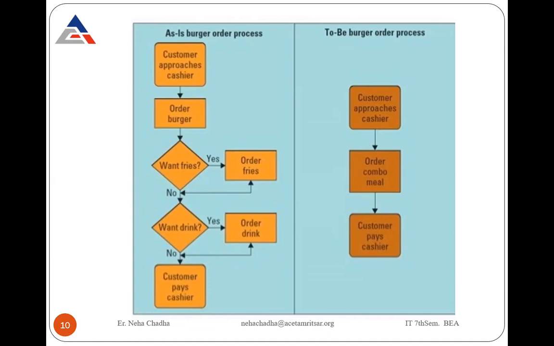If I say you have to create your to-be model by considering your as-is model, then what could be your to-be model? As you know, there are three things: burger, fries and drink. There could be a combo pack. In the to-be burger order process, the customer approaches the cashier and orders a combo meal. The combo meal includes fries, burger and drink. Then the customer will pay the cash. This is my approach, how I am thinking about the to-be process. Your approach could be different. You can make a combo of burger and fries, and the customer can order the drink separately. That means if any problem comes to you, like this as-is process, and you have to project it into a to-be process, then your thinking approach may differ.